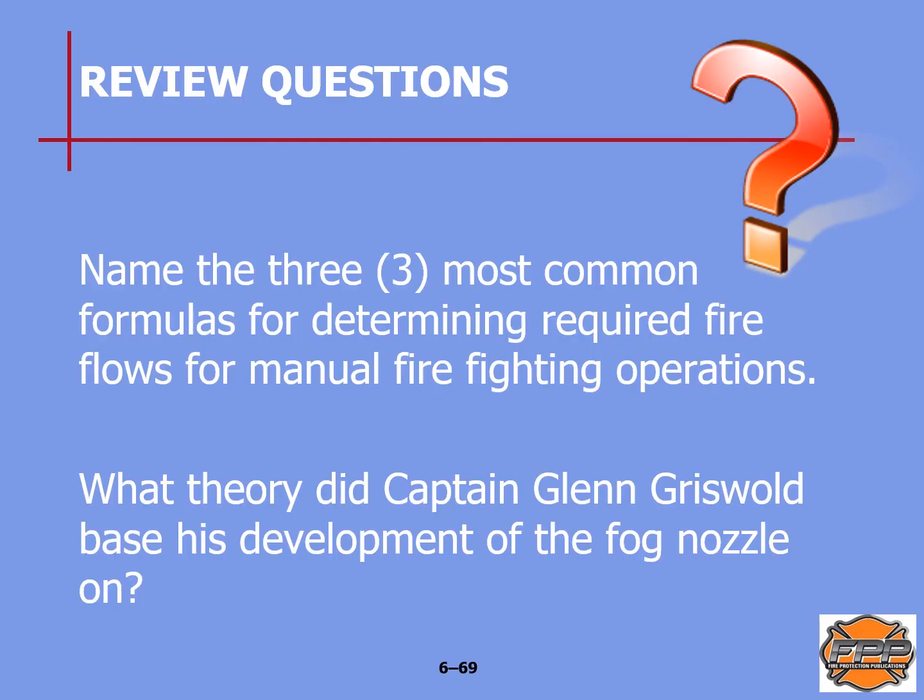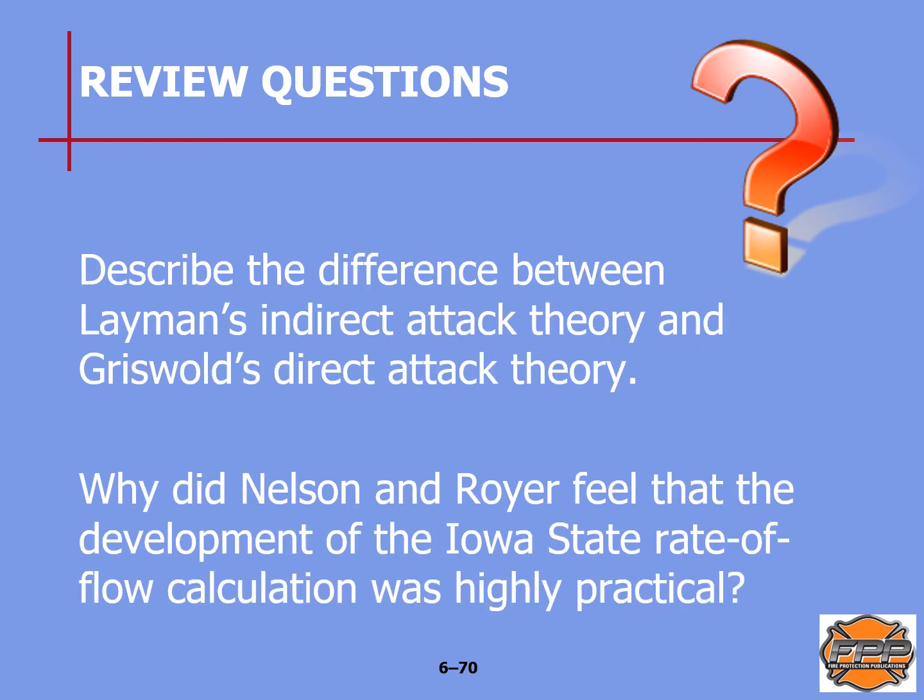So, review questions. One question is, and remember these will be on quizzes and tests, name the 3 most common formulas for determining the fire flows for manual firefighting operations. That will be on page 94 of your manual. Next question, what theory did Captain Glenn Griswold base his development of the fog nozzle on? That will be on page 95 in your text.